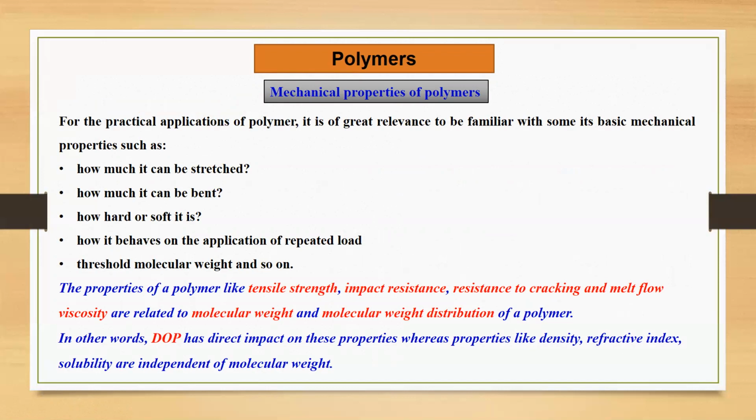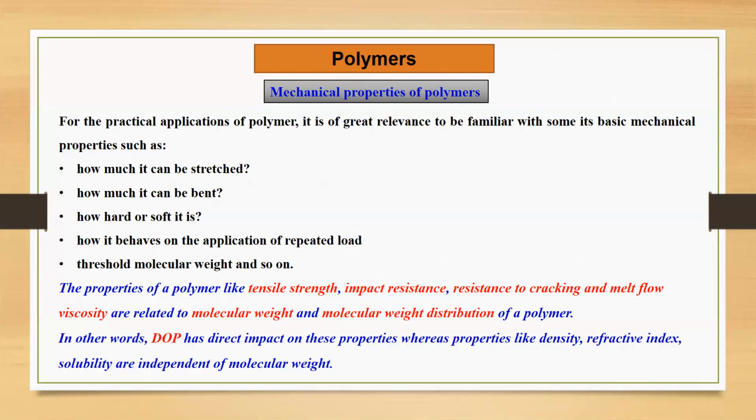So next, we are now in a position to discuss mechanical properties of polymers. For the practical applications of a polymer, it is of great relevance to be familiar with some of its basic mechanical properties. For example, if we want to use some polymer for a certain application, then it is very important that we have certain basic information about that polymer. The basic information comprises how much it can be stretched, how much it can be bent, how hard or soft it is, how it behaves on the application of repeated load, how much load it can bear, or what is the threshold molecular weight, and so on. What do we mean by threshold molecular weight? I'll be discussing it with you in the upcoming slide.